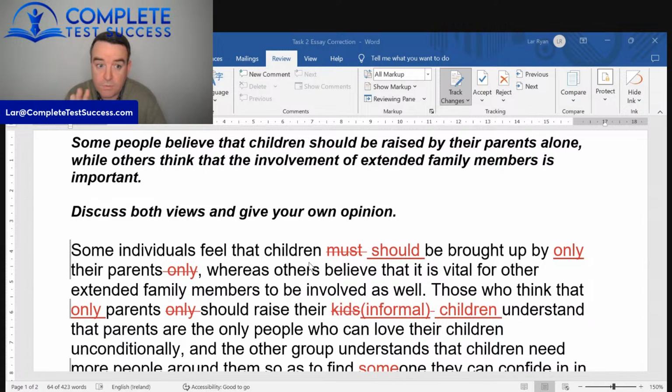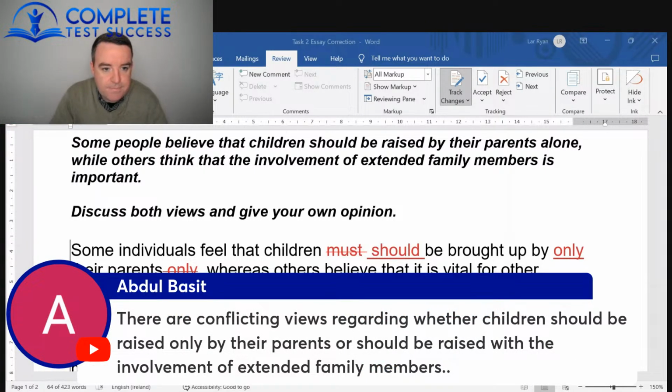The idea you wrote about was perfect. It was relevant. It was specific. It was developed appropriately, but you needed to go back to the introduction and say what it was you were going to talk about, or change what it was you said you were going to talk about. Hi, Abdul. There are conflicting views regarding whether children should be raised only by their parents.